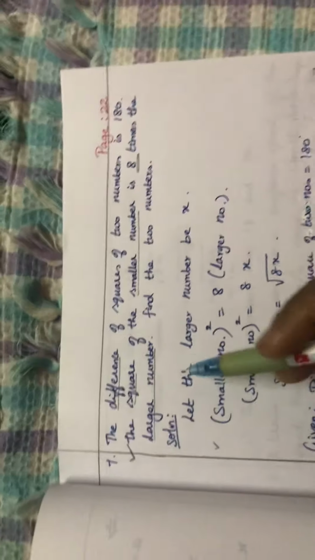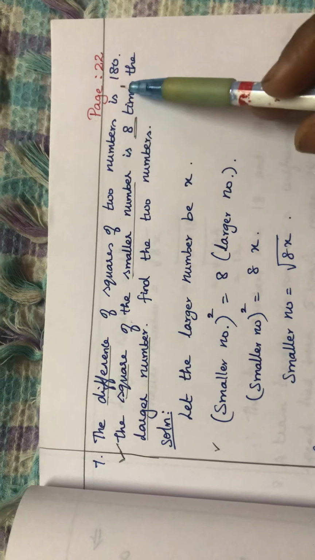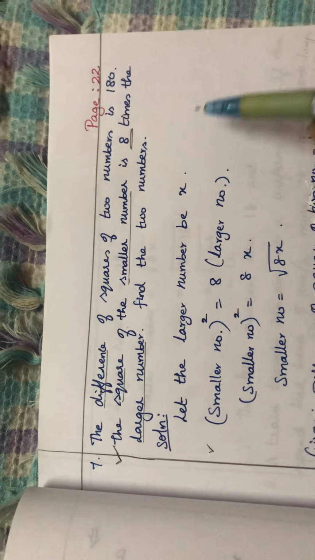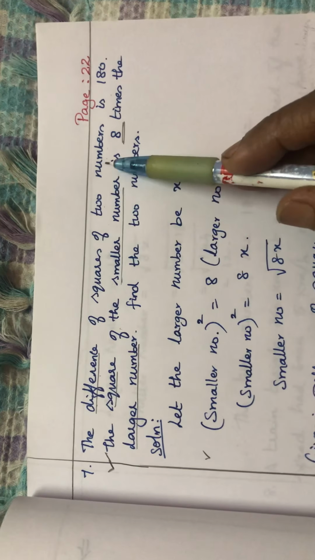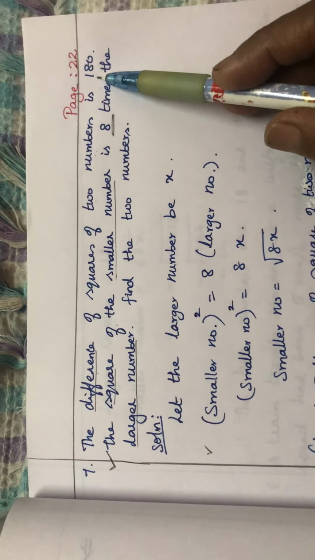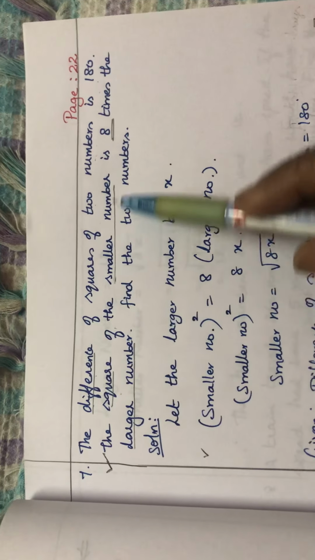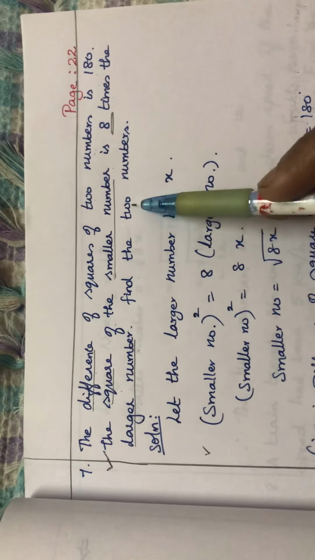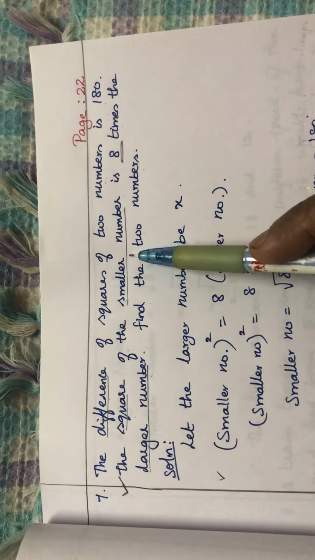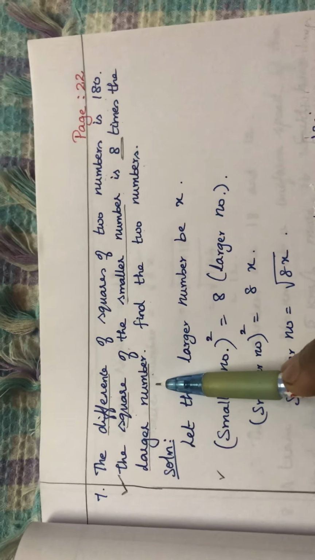Seventh sum. The difference of the squares of two numbers is 180. So we are going to take two numbers. The difference of the squares of the two numbers is given as 180. The square of the smaller number is 8 times the larger number. Find the two numbers. Two numbers are given. One is a smaller number, another is the larger number.